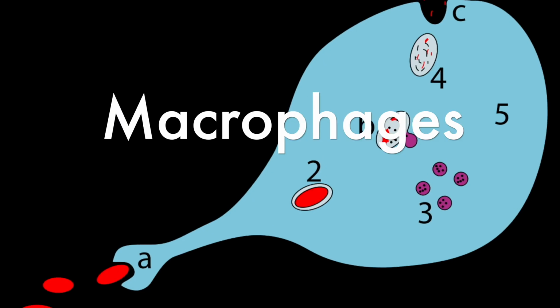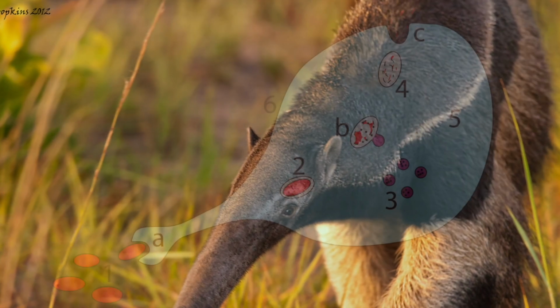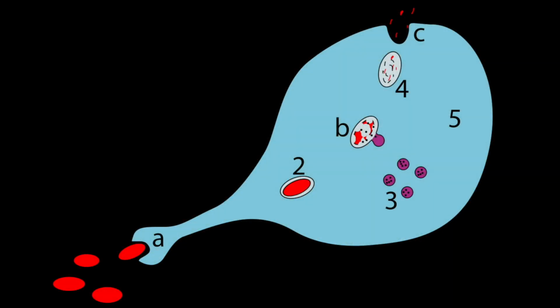Up next, we're going to talk about macrophages, which, if you ask me, look a little bit like anteaters. But anyways, macrophages are a type of white blood cell produced by the differentiation of monocytes. These cells engulf and digest cellular debris and pathogens in a process called phagocytosis. They can also stimulate lymphocytes and other immune cells to respond to a specific pathogen. Because of this, they play roles in both the innate and adaptive immune systems. But how exactly do they work?